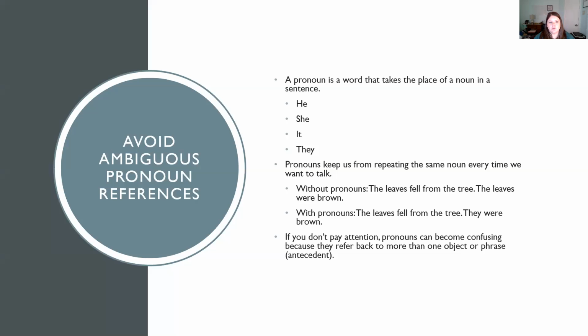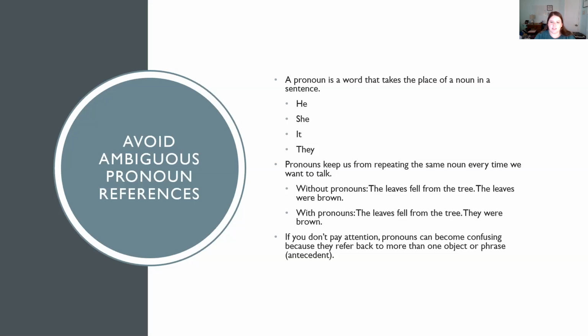Another thing to keep in mind is to avoid ambiguous pronoun references. A pronoun is a word that takes the place of a noun in a sentence, and we're all a lot more familiar with pronouns than we used to be, which is great. Terms like he, she, it, they are all pronouns. Pronouns can help you not have to repeat the same noun every time you want to make a point. Without pronouns, you could say something like, the leaves fell from the tree, the leaves were brown. But with pronouns, you could say the leaves fell from the tree, they were brown. And so you're able to not have to repeat yourself so much and wear out your noun in the sentence, and instead pronouns can take that place and make things less repetitive.